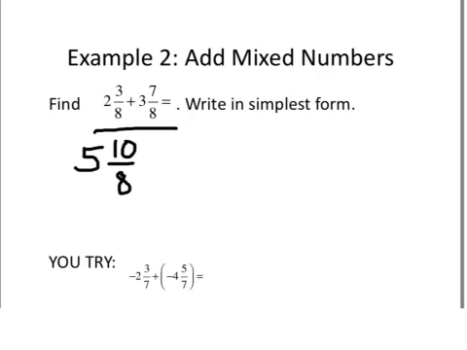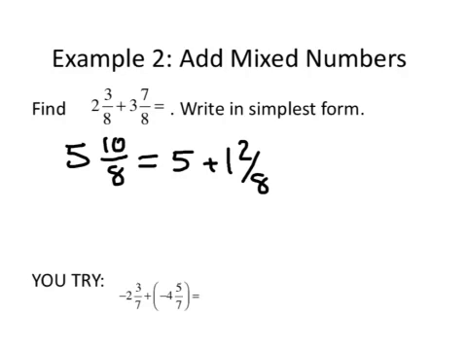Yes, we have a mixed number, but it's a mixed number and an improper fraction. So what we're going to do is streamline this so we simply have a mixed number. I'll write my 5 here, but the 10/8 can be written as 1 and 1/8. Just kidding. What I should have said is that 5 and 10/8 is equal to 5 plus 1 and 2/8, because 8 goes into 10 one time with a remainder of 2. And so we get 2/8.